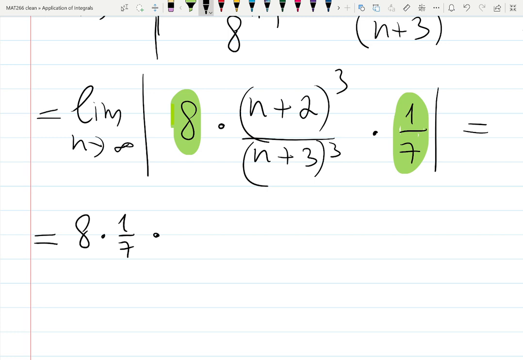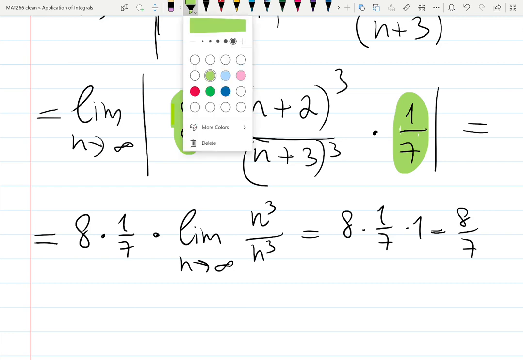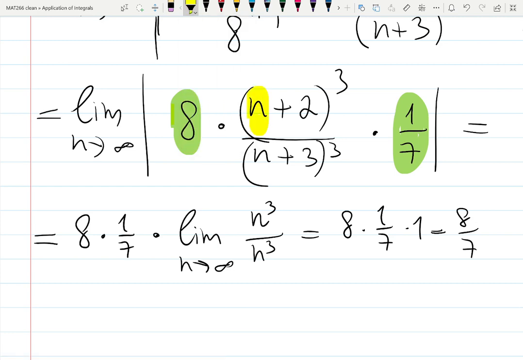N plus 2 cube over n plus 3 cube gives you a limit, and I can write down ones if you don't remember this. It's n cube over n cube, like so, which is 1. So it's 8 times 1/7 times 1, which is 8 over 7. So maybe explain the limit a little bit more. It depends how much you remember. Find the leader on the top. N cube will have the highest power. Other stuff, you don't care about them.